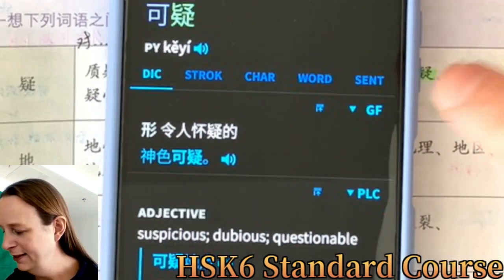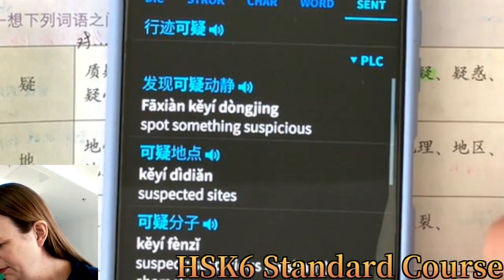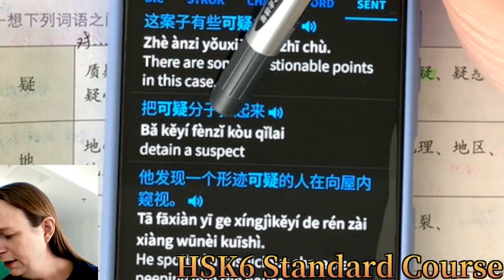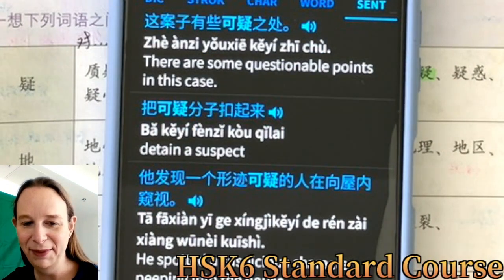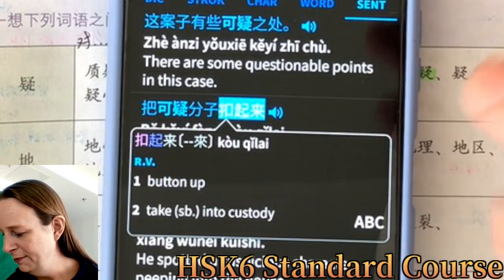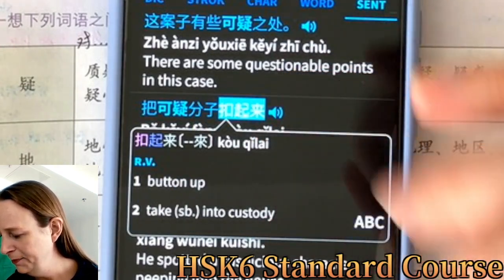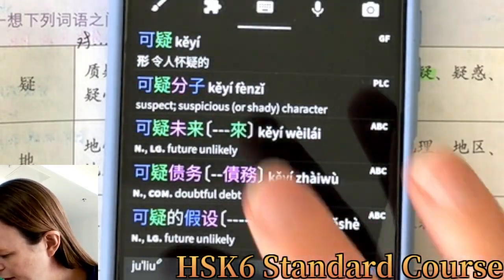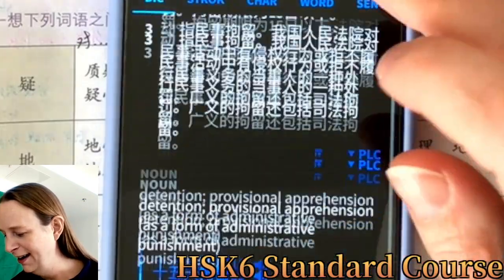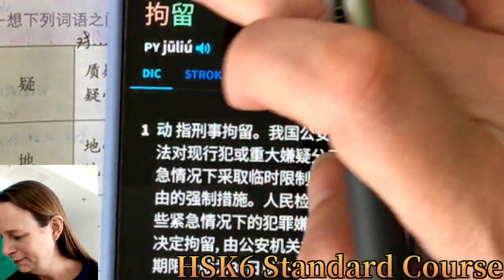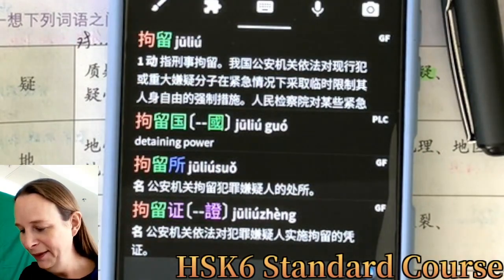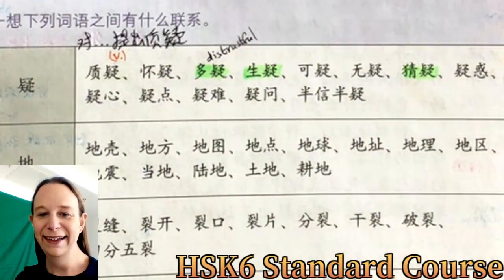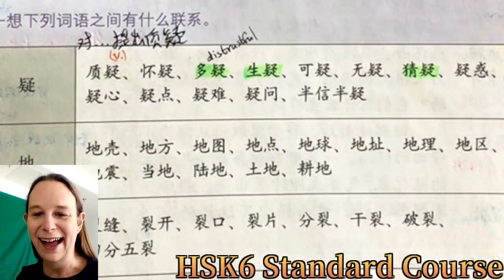Usually police use this, suspicious. Where's a case, yeah, here. 把可疑分子扣起来. 扣 in this case means detain, I guess. 扣起来, take into custody. I think it's like 拘留. All right, 可疑, suspicious. Next, 无疑. Well, it's the opposite of 可疑, right? 无疑.